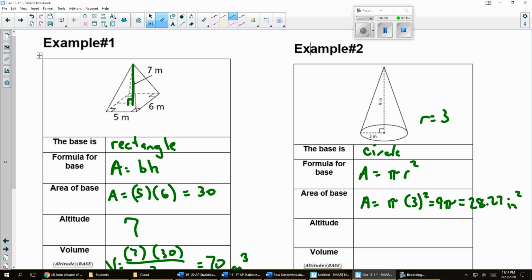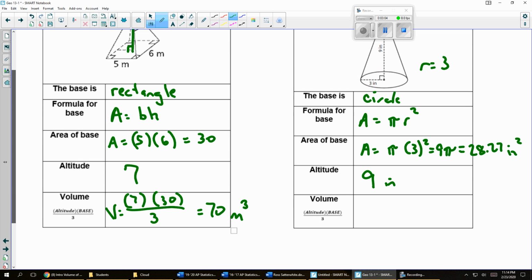The altitude is 9 inches. And then the volume, just like we did with a pyramid in example 1, the volume is the altitude times the area of the base divided by 3, which gives me 84.81 inches cubed.